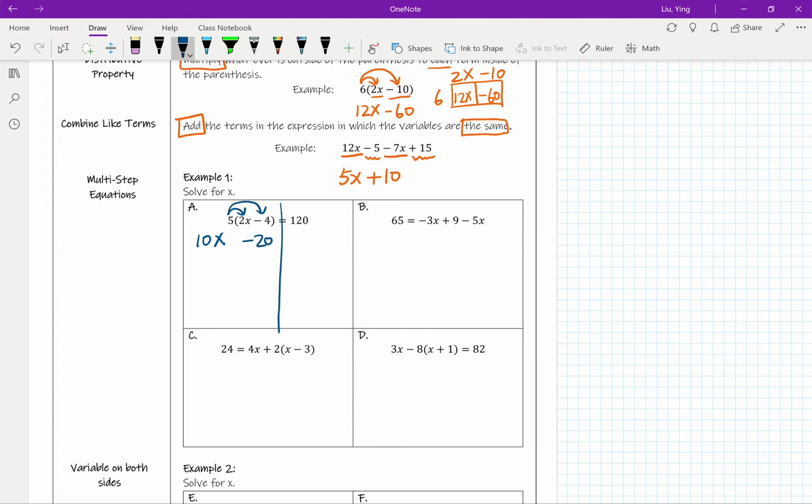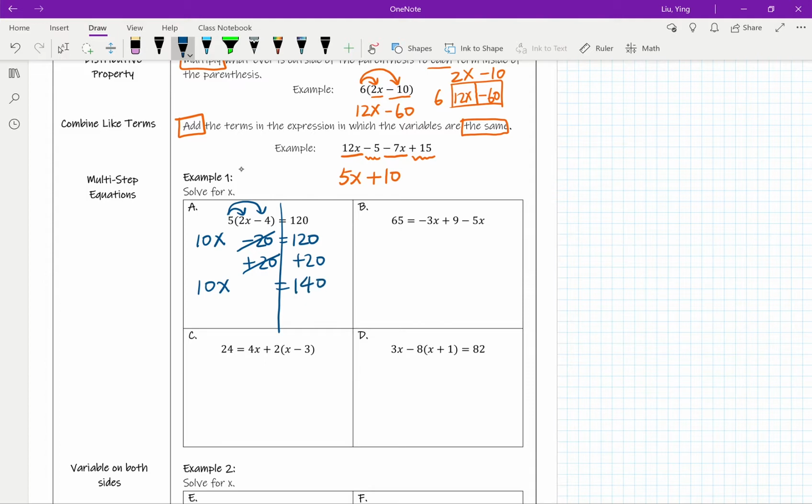On the right-hand side of the equation, it's just the same, it's 120. And then we want to solve for x, so we need to undo the 10 and the negative 20. To undo, we always undo the subtraction or addition first. So we will add 20 on both sides so that we can get rid of the negative 20. And on the left-hand side now is going to be just 10x, and the right-hand side would be 140.